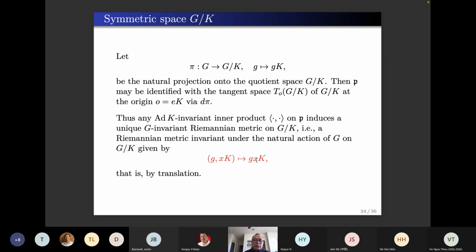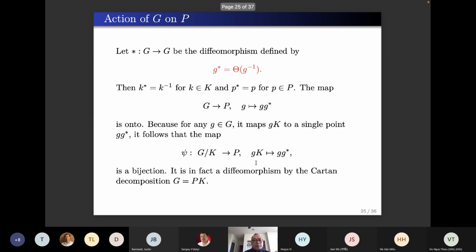You also have the action. The action is through left translation. And then you also have G star, but now star is no longer the conjugate transpose. Star is defined in this way, using the inverse and the group-level Cartan involution.